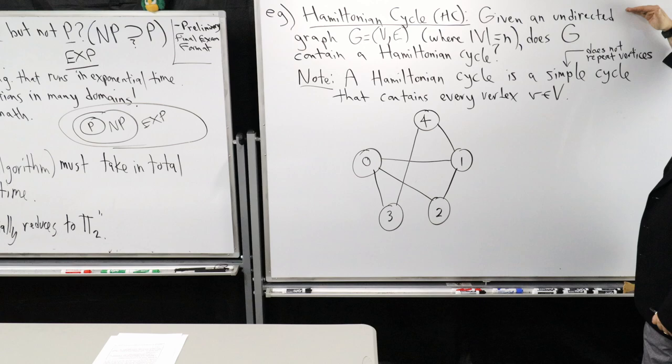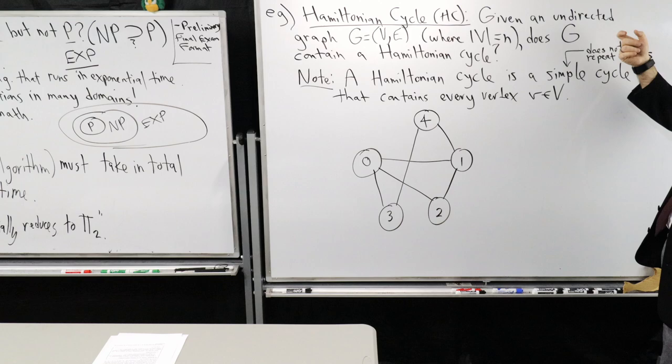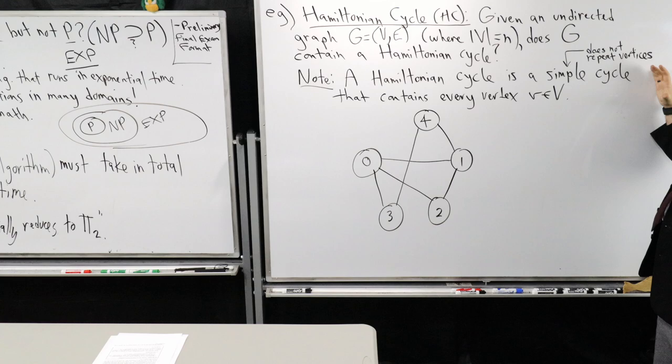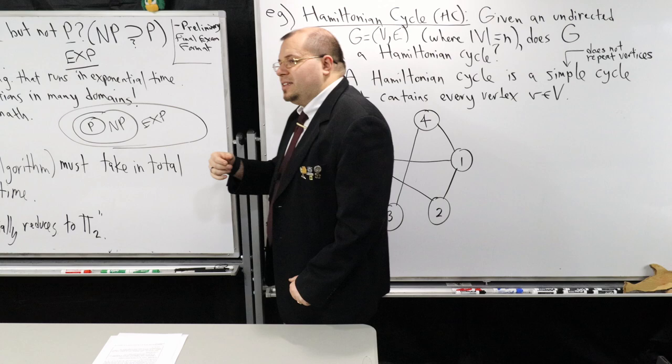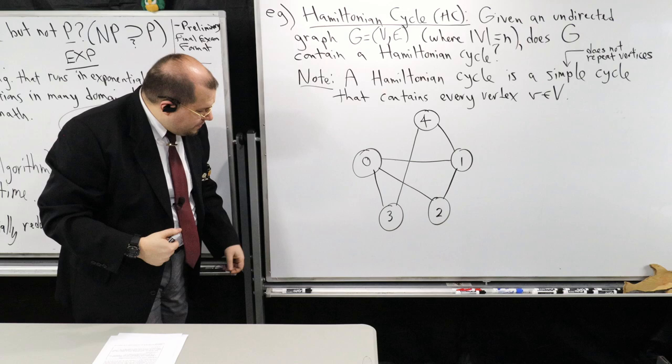Imagine I'm given an undirected graph G, which has vertices and edges, and I'll assume N is the number of vertices. I'm going to ask you if G contains a Hamiltonian cycle. And you want to know what a Hamiltonian cycle is? It's simply a simple cycle that contains every vertex in the graph. What does simple mean? Just don't repeat any vertex. So I want to do an example of what one of these would look like. I can assure you that this, in fact, has a Hamiltonian cycle. Can somebody tell me a Hamiltonian cycle that exists in this graph?